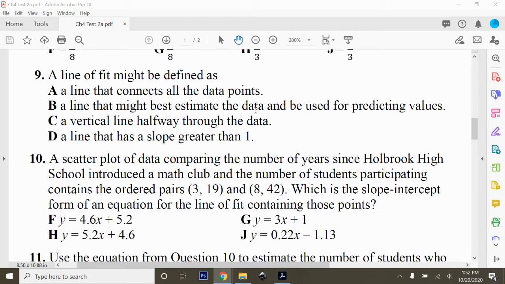9. A line of fit might be defined as A, a line that connects all of the data points. B, a line that might best estimate the data and be used for predicting values. C, a vertical line halfway through the data. D, a line that has a slope of greater than 1.